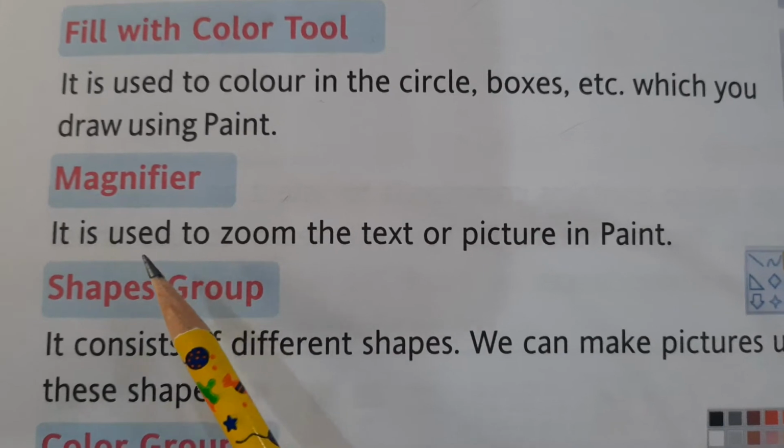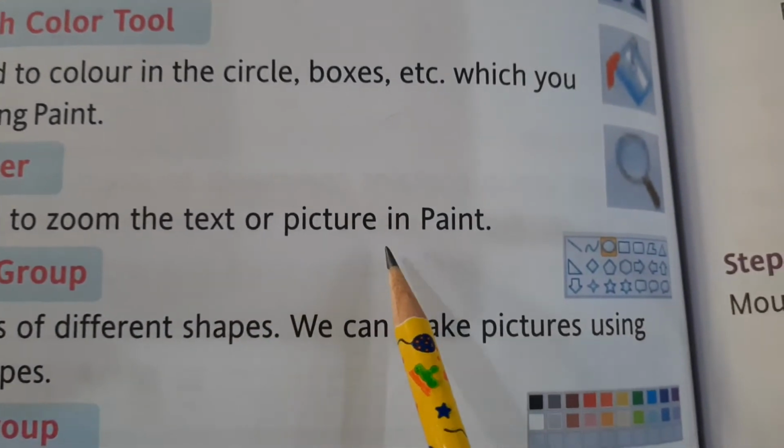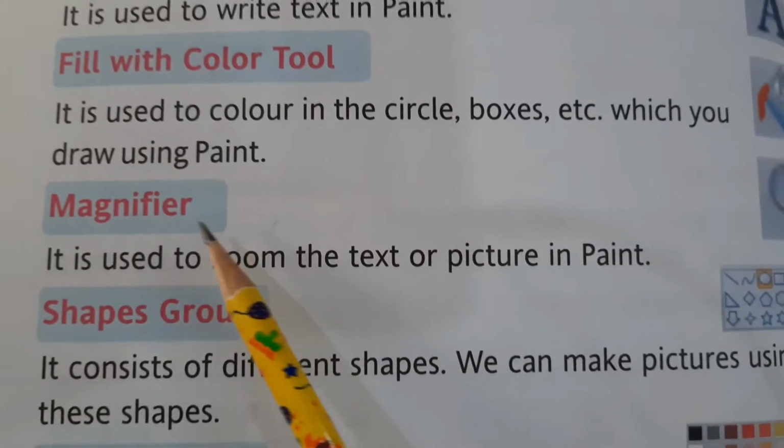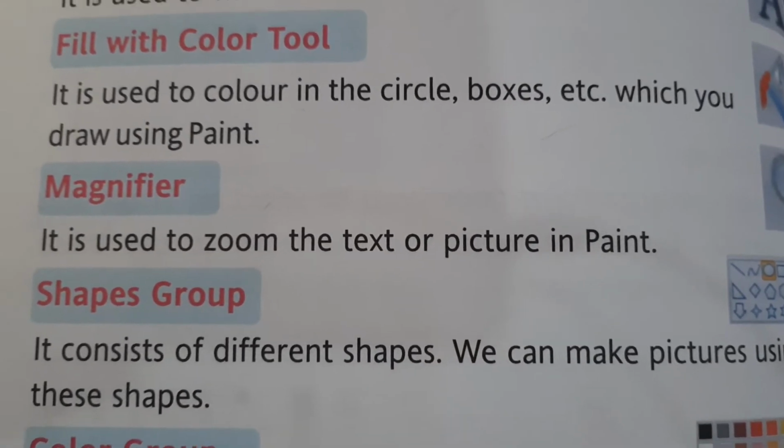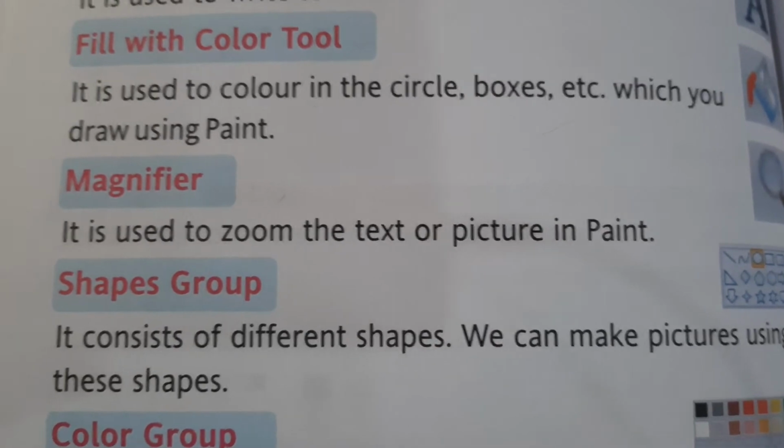Then the magnifier. It is used to zoom the text or the picture in Paint. This magnifier is used for zooming the text or the picture in Paint. Okay, it means you can increase or decrease the size.